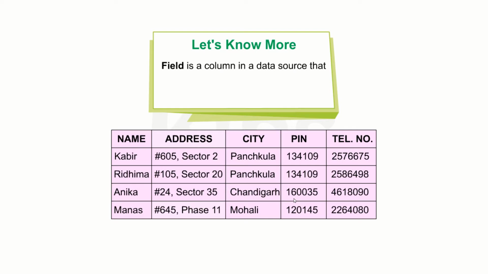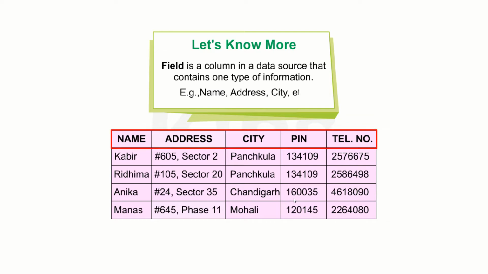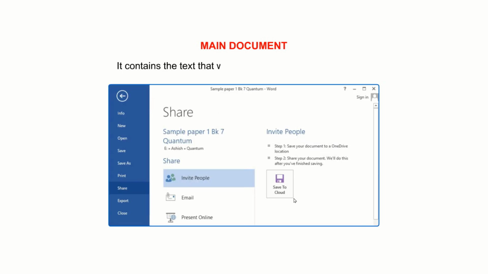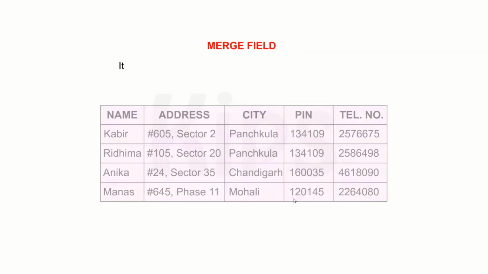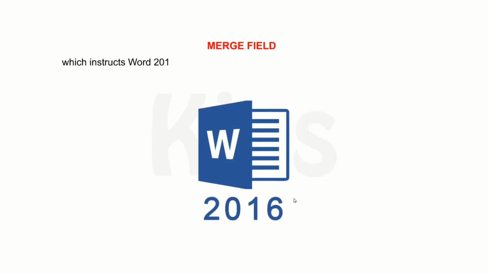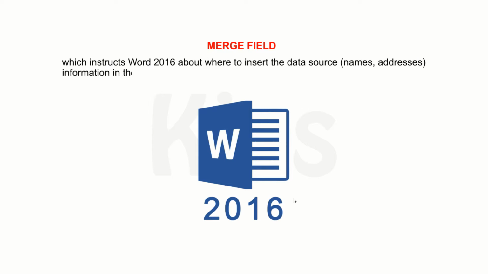Field is a column in a data source that contains one type of information. Example, name, address, city, etc. Record is a row on a data sheet. A number of fields make one record. Main document. It contains the text that we wish to send to all the recipients. Merge field. It is a data item such as name, address, city, PIN, etc., which instructs Word 2016 about where to insert the data source names, addresses, and information.